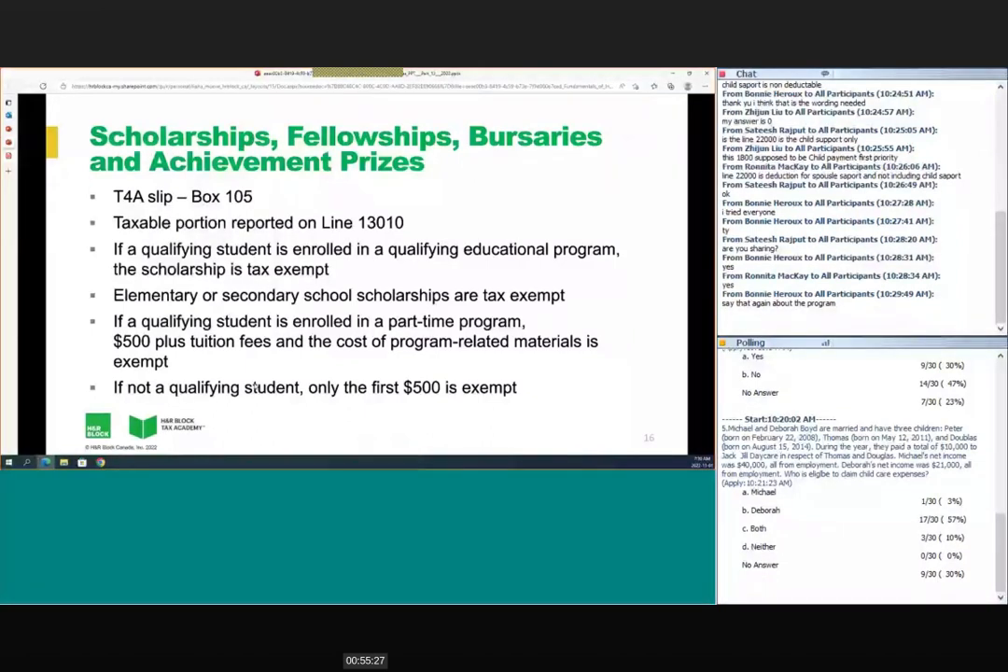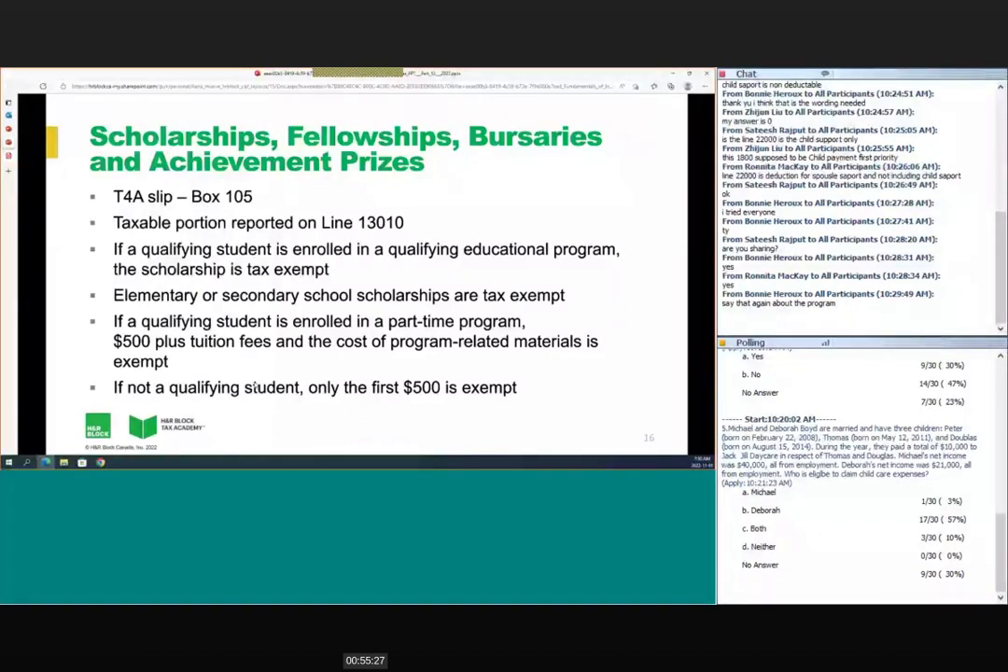So in that case, you could have a qualifying student in a part-time program. They got a scholarship, so that income will be reduced by $500 plus the tuition fees paid and cost of program materials, which could be books or lab fees. If the student is not a qualifying student and receives this type of scholarship, only the first $500 is exempt. Again, I personally have never seen part-time people get scholarships. I think it's very rare. Most of the time, it's full-time scholarships.